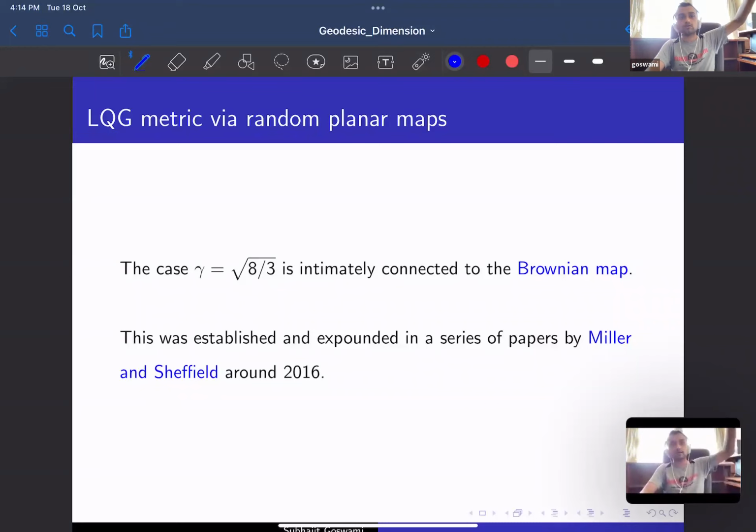Then you study the Gromov-Hausdorff limit of this space. The limiting object of these random planar maps was discovered and very explicitly described, the so-called Brownian map, by Jean-François Le Gall and, independently around the same time, Grégory Miermont.